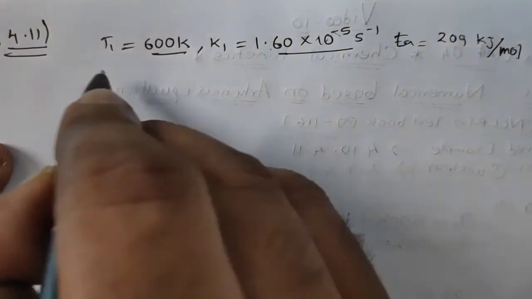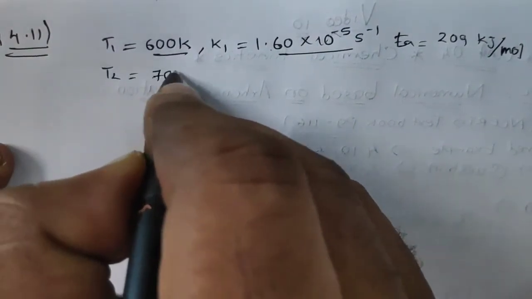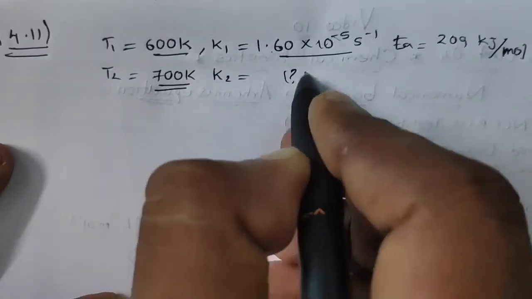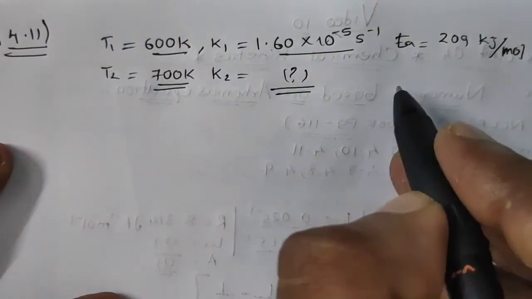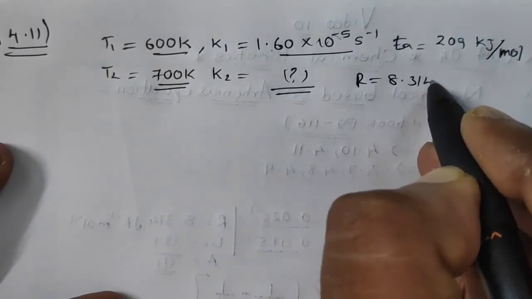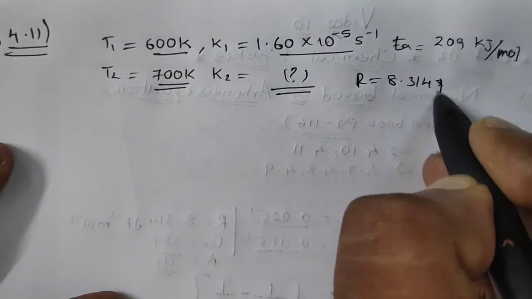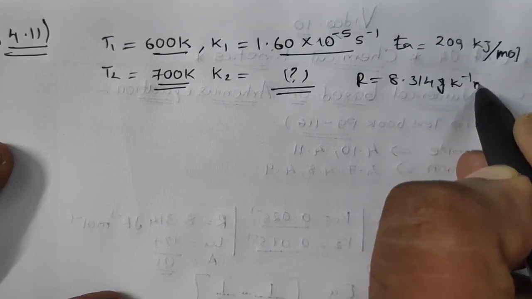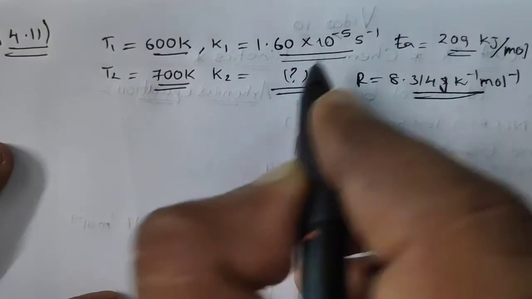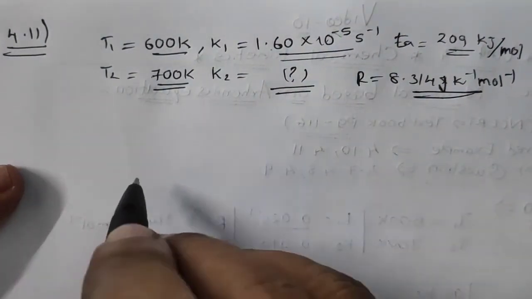Okay, then T2 was given 700 Kelvin, and at 700 Kelvin you have to find K2, the rate constant. EA will be same, R value we will take 8.314 joule Kelvin inverse mole inverse. So all these things you need to find. So K2 we have to find.